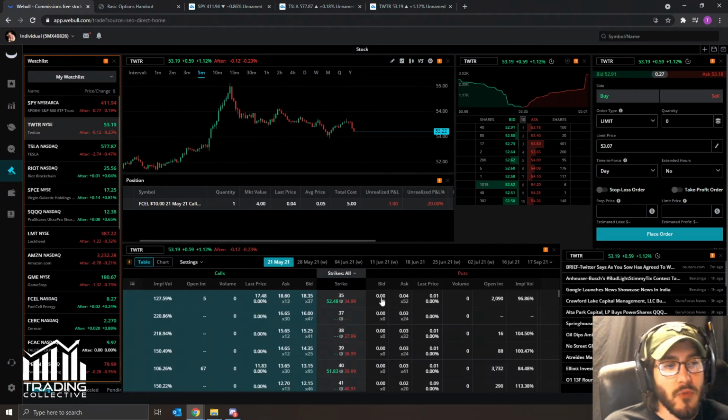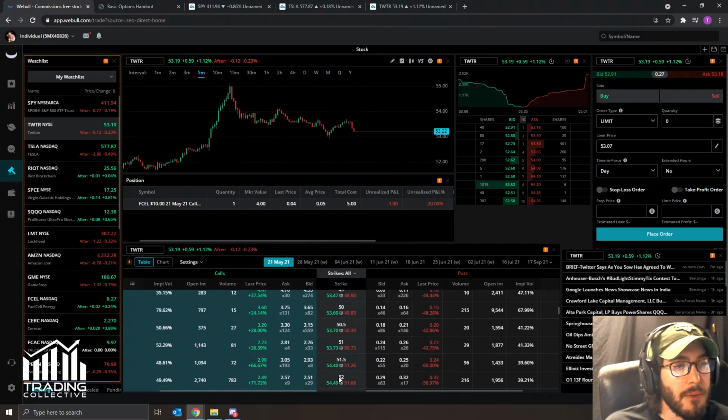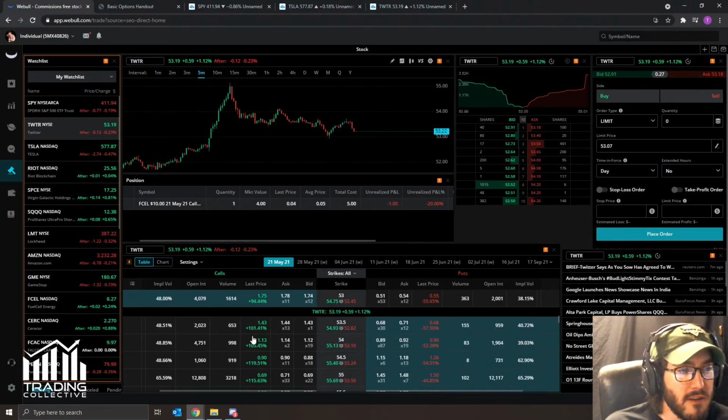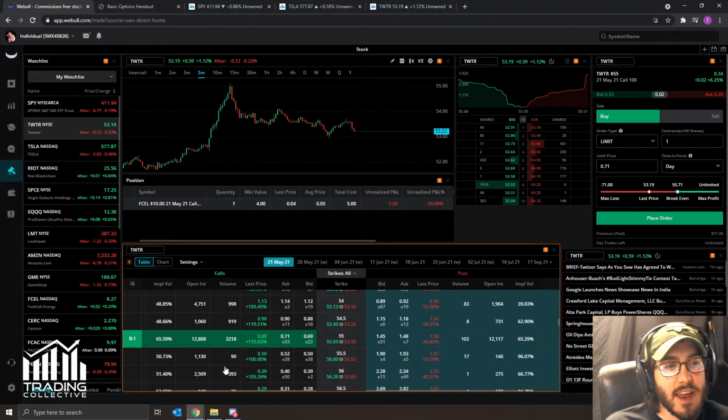If I was looking for a Twitter weekly to play, because I'm bullish on Twitter for tomorrow, I'd probably go grab a Twitter 55. Look at that. Right here, 12,808 open interest. Shouldn't have any issue getting this contract filled considering our volume. It's 3,200 for these contracts right around the 54.50 and the 55.50 strike, way lower volume. We might have a tougher time getting filled.